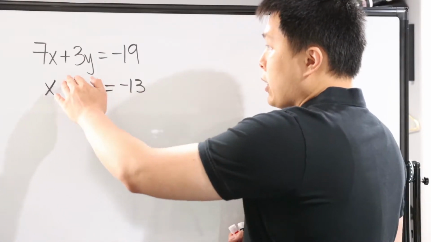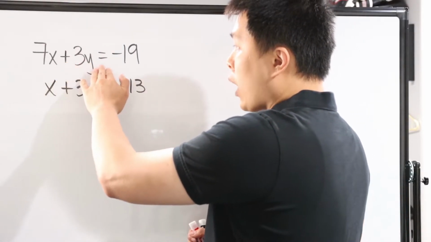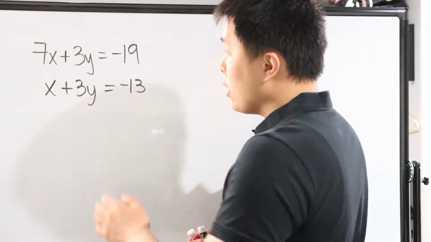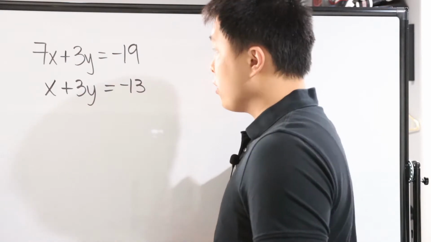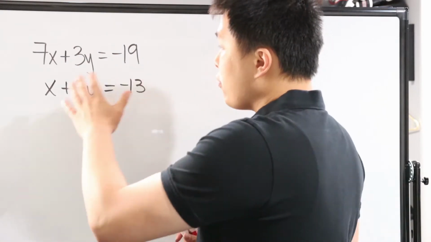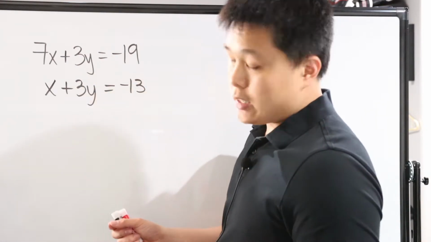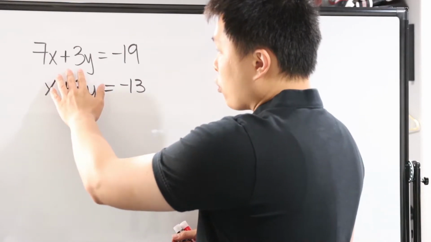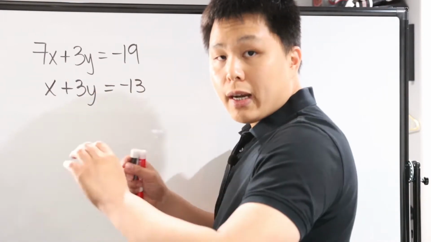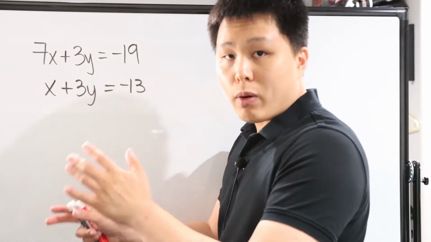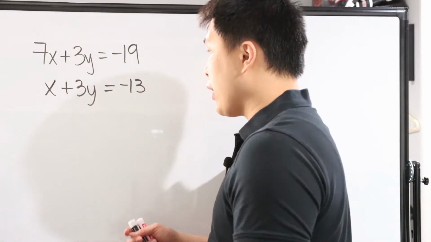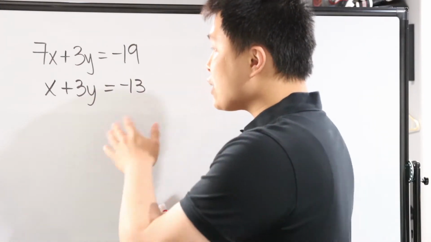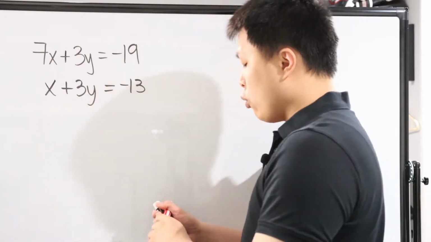Now, for the first problem, we have 7x plus 3y equals negative 19 on top. We have x plus 3y equals negative 13 on the bottom. Once again, we're trying to figure out whether one variable is exactly the same as the other, right? In this case, we have 3y, great. Now, our second step is we want to cancel out that variable. Since this is both a plus 3y, or a positive 3y, in order to cancel them out, we actually have to make one of them negative. Let's just go with the bottom.